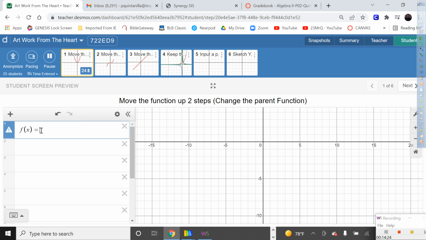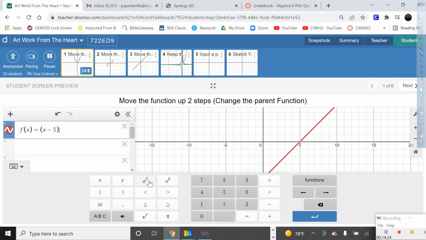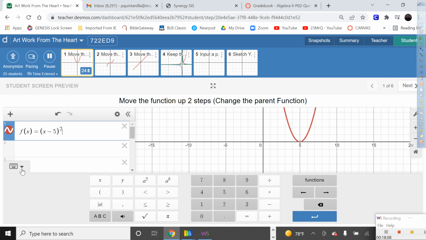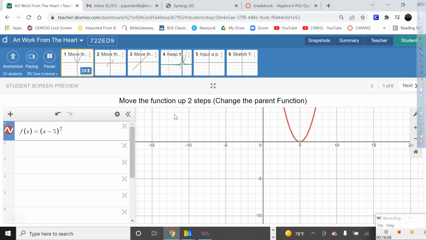I'm going to start with the parentheses. X minus 5, close parentheses. And it's a quadratic, so I'm going to put an exponent of 2. There's a little keyboard over here with all the tools. And there it is. Did it move 5 to the right? Yes, it did, Mr. Q.